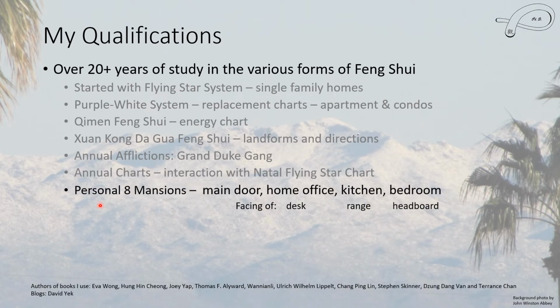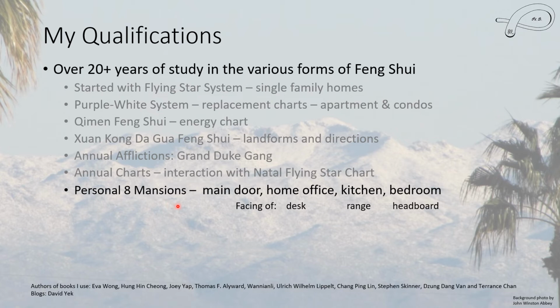I also take into account a person's personal 8 mansions. Your house also has an 8 mansions formation, which I do not use, and I really don't know any masters who do, because it doesn't seem to work, and in my personal experience it also doesn't work. But the personal 8 mansions is based on your time of birth and what gender you are. And there are calculators out there, and I will actually have a separate presentation about this because this is something that can be a little tricky.